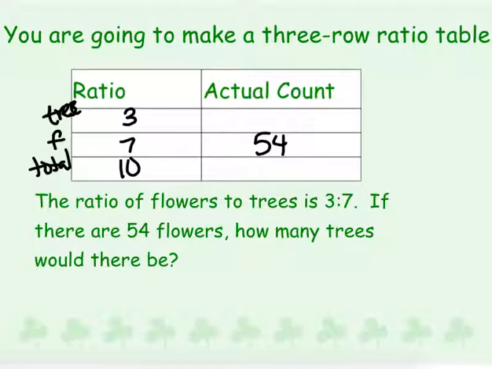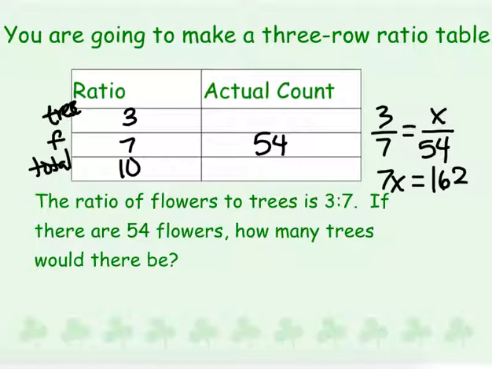And we can say 3:7 is equal to something over 54, since we want to know how many trees there would be. And so I would multiply out and get 7x is equal to 162, I believe, 3 times 54. And then we're going to divide by 7 on each side. Let's see. Let me just make sure. Oh, I see what I did. Sorry about that. I made a mistake of where I put my information. I actually didn't put the correct ratios in the right places.